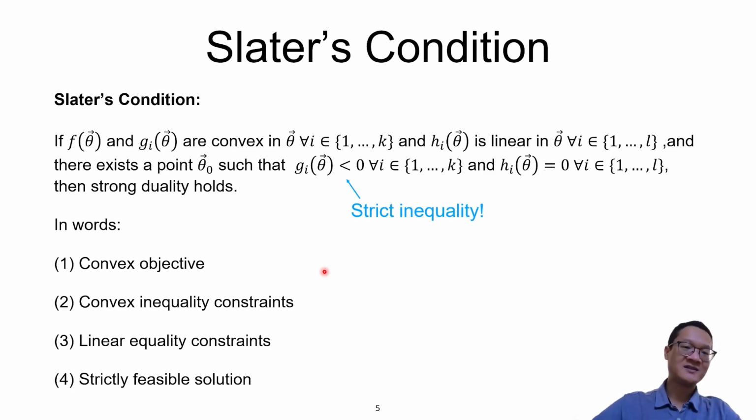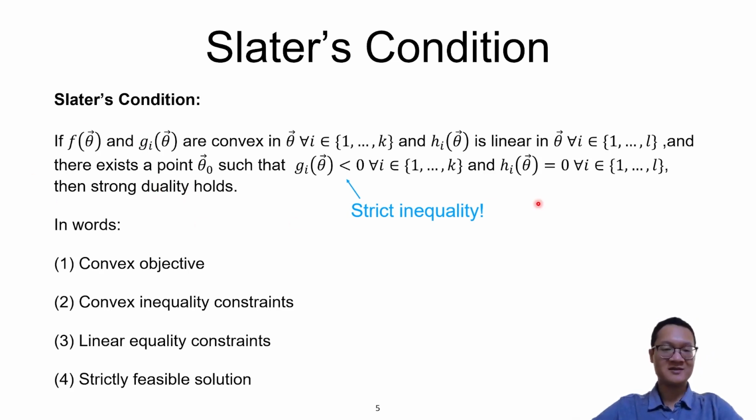It basically says that for a general optimization problem, if the objective f and all of the inequality constraints g_i are convex, and all of the equality constraints are linear, and there exists a point that is strictly feasible, meaning that when you plug theta_0 into all the g_i's, you get strictly less than 0, not just less than or equal to, and also this theta at the same time satisfies the equality constraints, then strong duality holds.